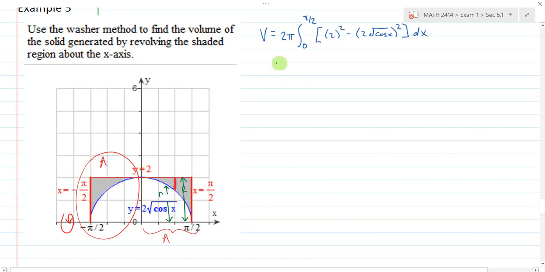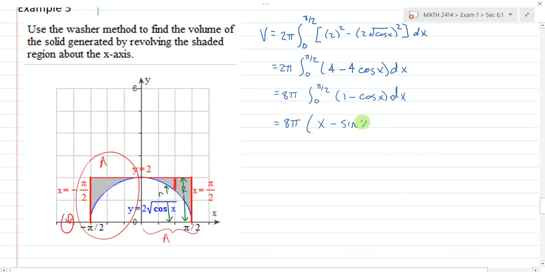So then I can clean this up, and that's going to give us 2 pi times the integral from 0 to pi over 2 of 4 minus 4 cosine x dx. And you can factor a 4 out if you want. It might make the arithmetic easier. And then this would be 1 minus cosine x dx. And when we integrate that, what are we going to get? x minus sine x, the integral of cosine is sine. And then we're evaluating this from 0 to pi over 2.